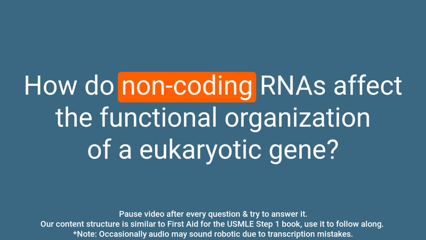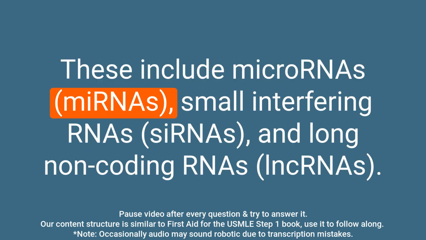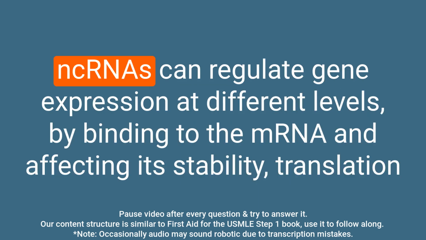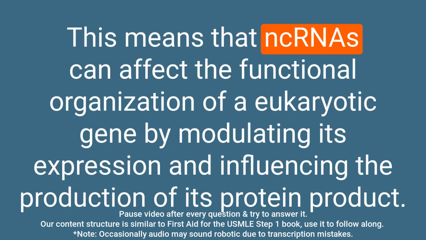Question: How do non-coding RNAs affect the functional organization of a eukaryotic gene? Answer: Non-coding RNAs are RNA molecules that do not encode proteins. These include microRNAs, small interfering RNAs, and long non-coding RNAs. ncRNAs can regulate gene expression at different levels, by binding to the mRNA and affecting its stability or translation, or by binding to the DNA and affecting its accessibility to the transcriptional machinery. This means that ncRNAs can affect the functional organization of a eukaryotic gene by modulating its expression and influencing the production of its protein product.